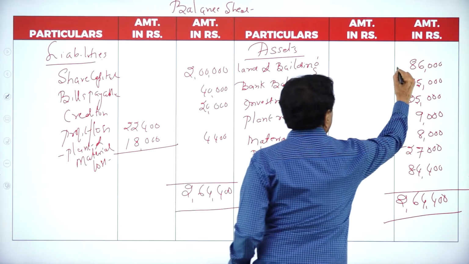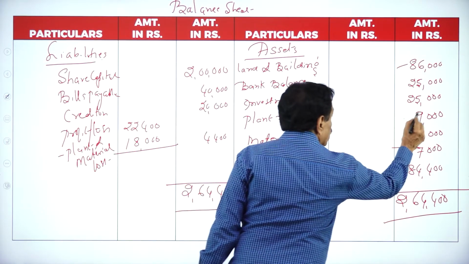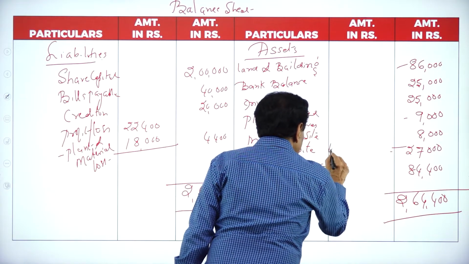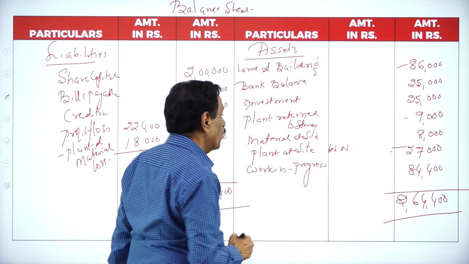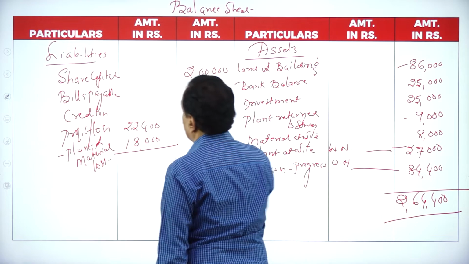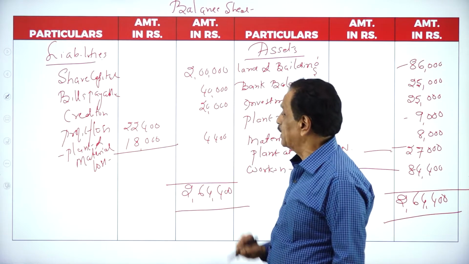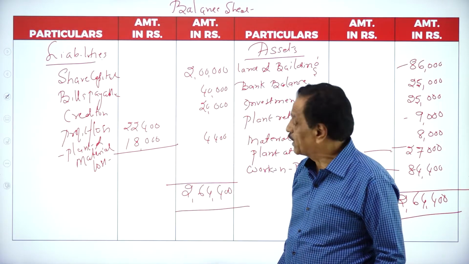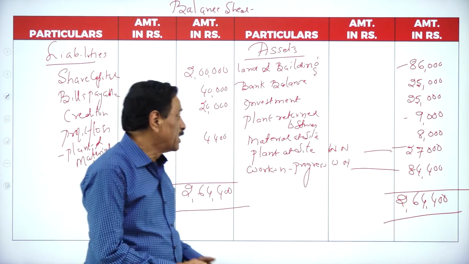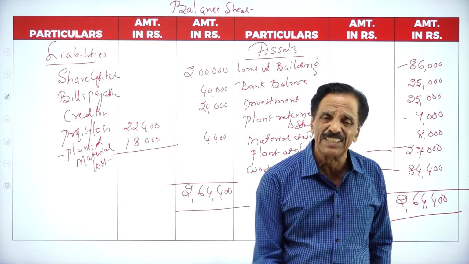Land and building is an asset. Bank balance is an asset. Investment is an asset. Plant returned to store is an asset. Material is an asset. Plant side, we have a working note. Then work in progress, working note. Then share capital, they have given 2 lakh, bills payable 40,000, creditor 20,000, your profit is 22,400 minus plant and material loss 18,000. How much comes? 4,400. It will tally for how much money? 2,64,400. It's a good problem.